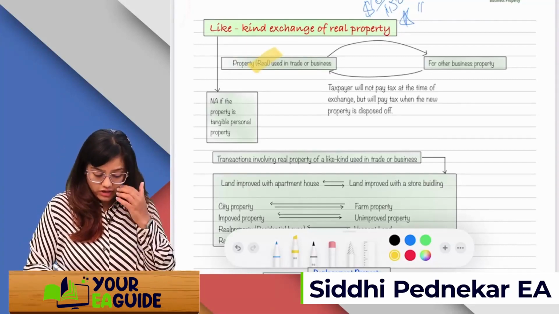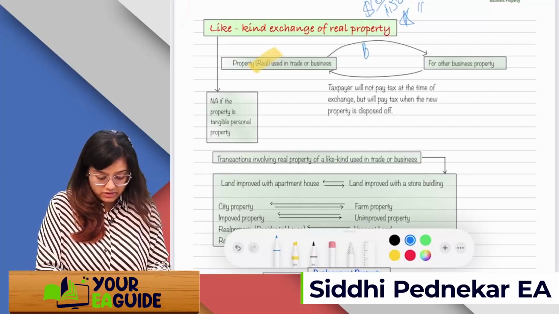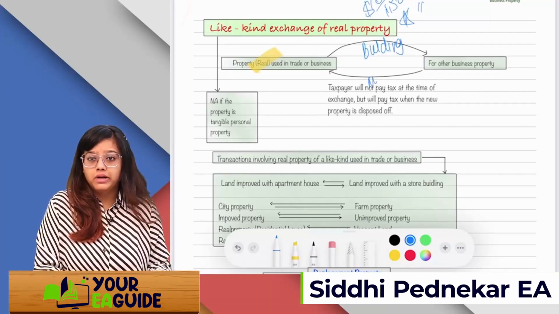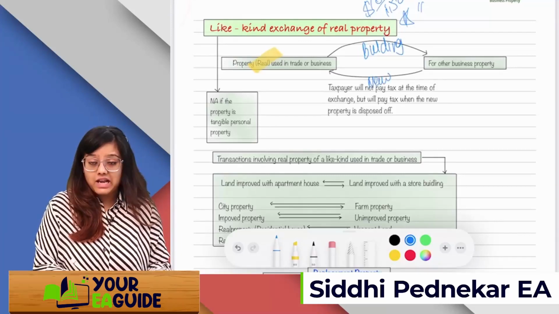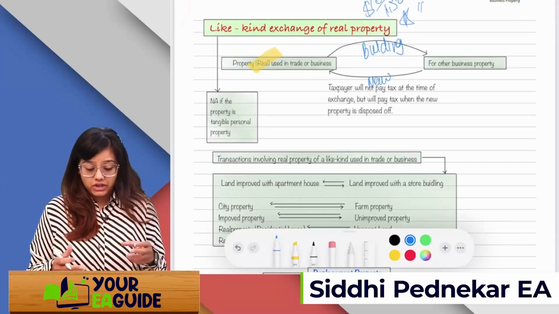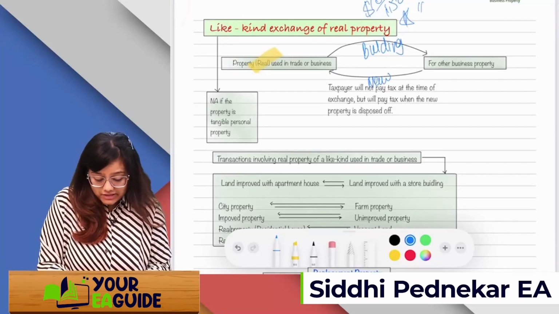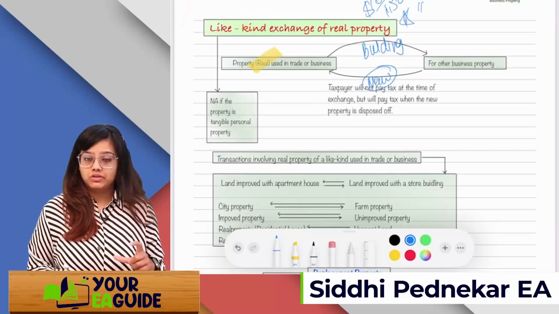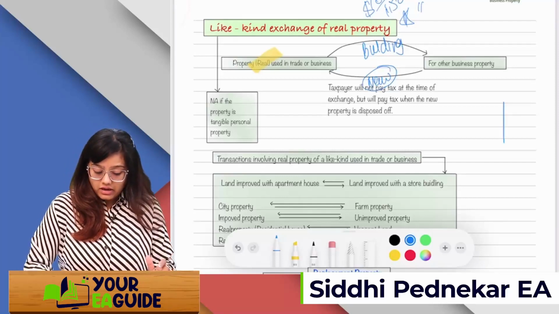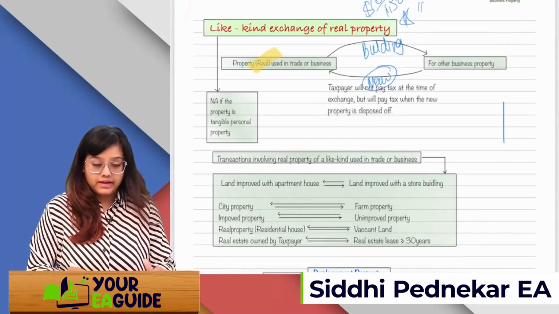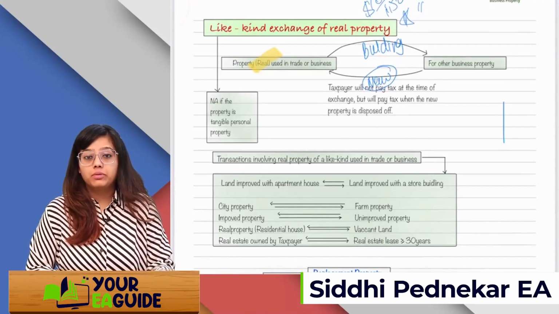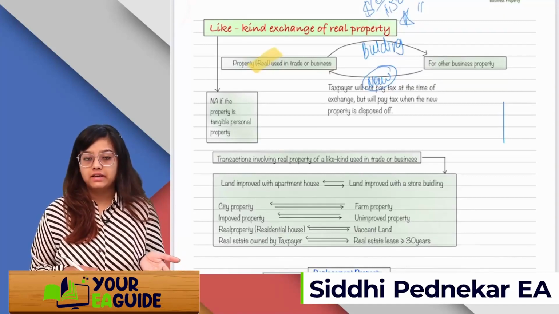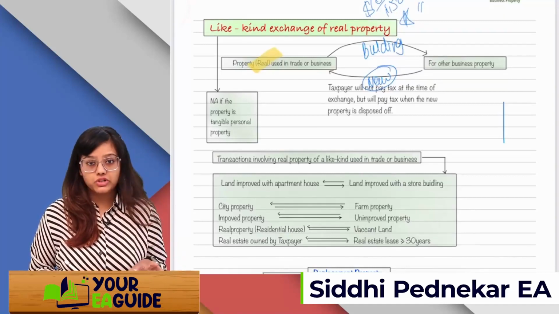For example, if you are transferring a building and you are receiving a new building, while this transaction is happening, you are not going to recognize any gain. When this new building is disposed of, at that time you are going to recognize the gain. So let's see how the calculation will be done. Remember one thing, this like kind exchange will not be applicable if the property is tangible personal property, meaning anything other than real estate, these provisions will not apply.